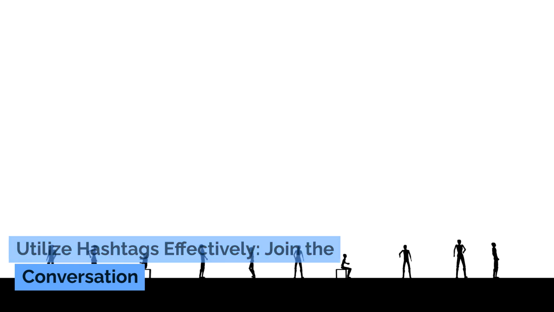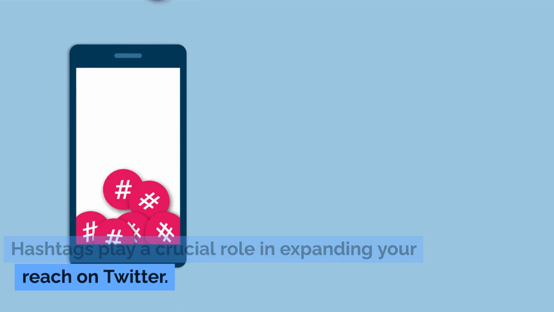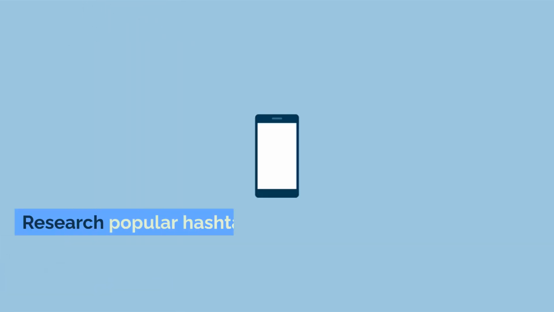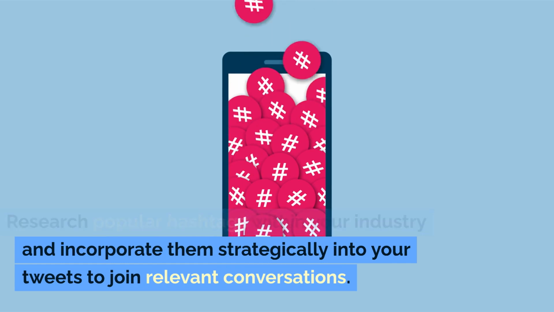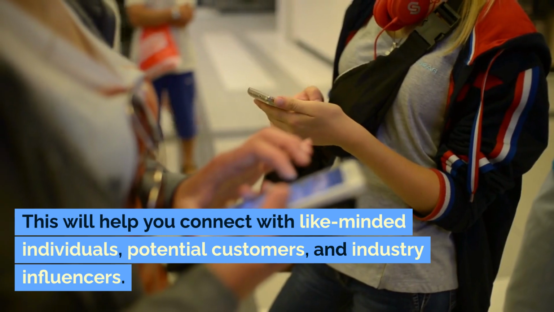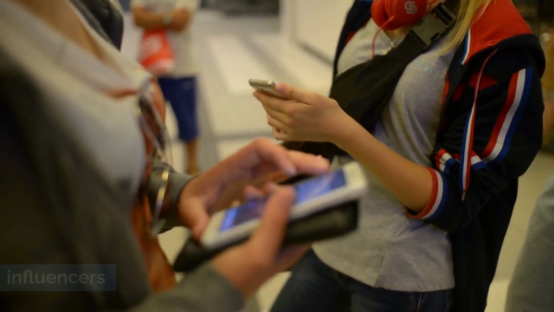Utilize hashtags effectively. Join the conversation. Hashtags play a crucial role in expanding your reach on Twitter. Research popular hashtags within your industry and incorporate them strategically into your tweets to join relevant conversations. This will help you connect with like-minded individuals, potential customers, and industry influencers.